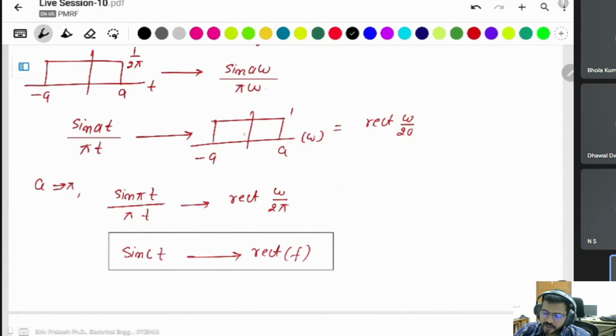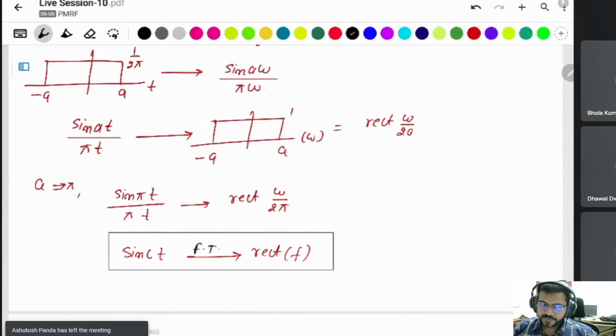This is the rectangle form, rect of f. Fourier transform of sinc t will be rect f. Okay.